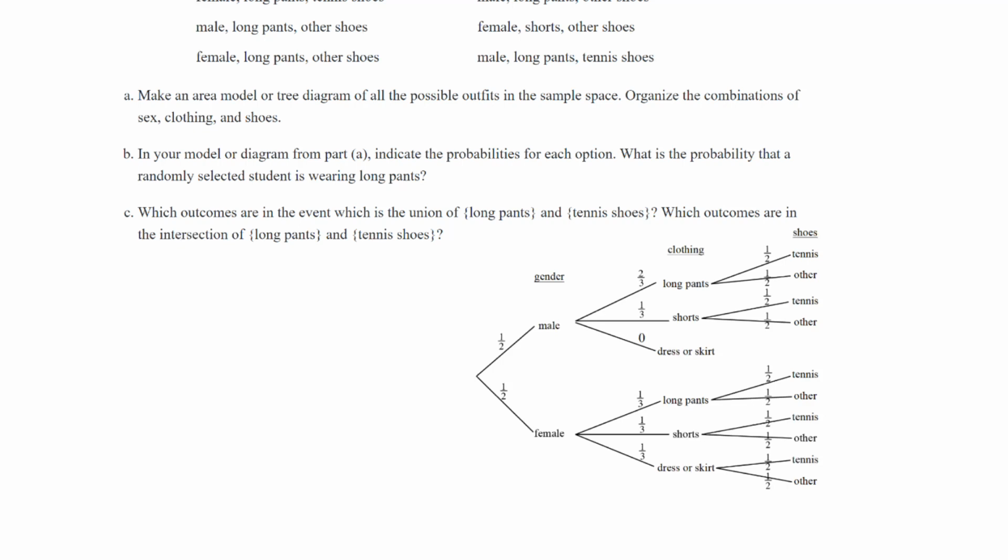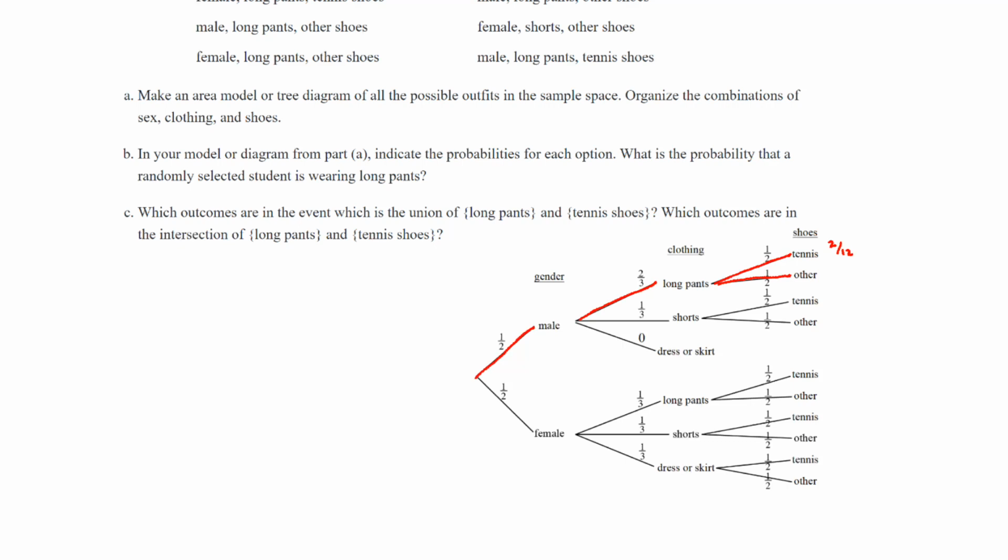Part B: in your model or diagram from Part A, indicate the probabilities for each option. What is the probability that a randomly selected student is wearing long pants? So as we look at our tree diagram, if we have a male that is selected, here's long pants, and then it doesn't matter if it's tennis shoes or other, because they both are wearing long pants. So we have 1/2, 2/3, and 1/2. If you multiply that up, you're going to get 2/12.